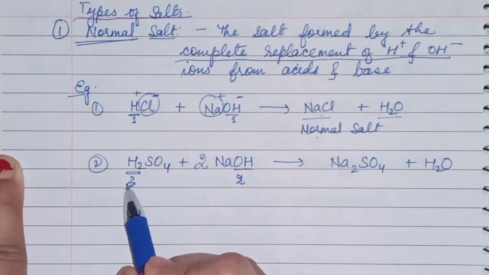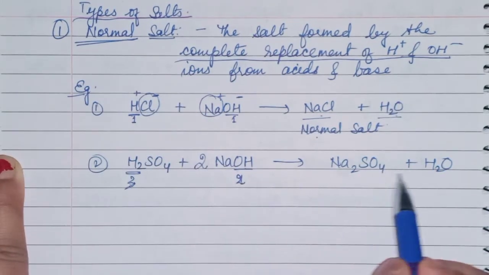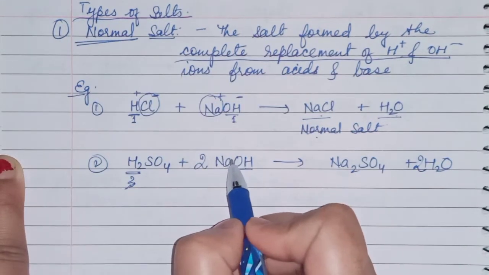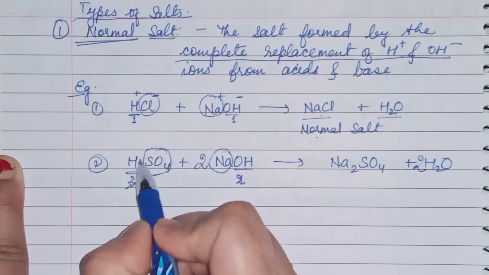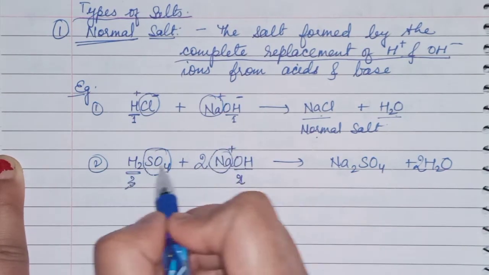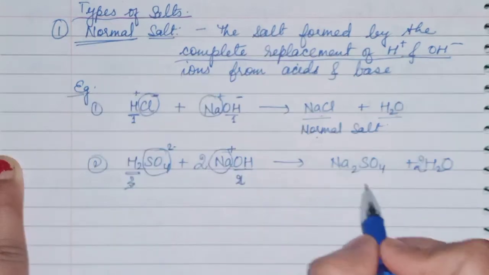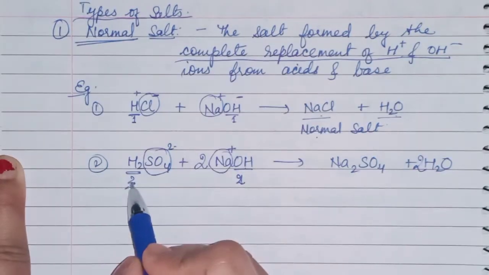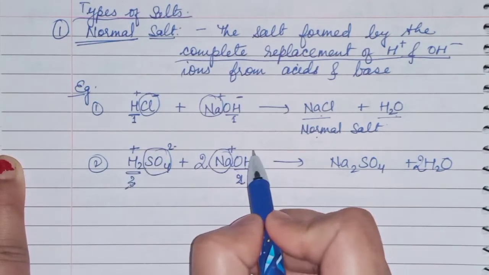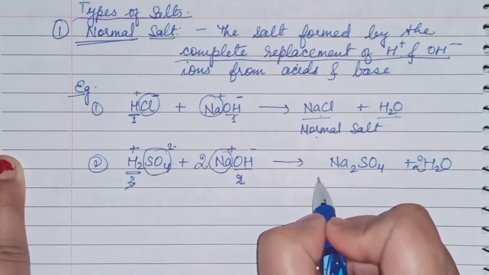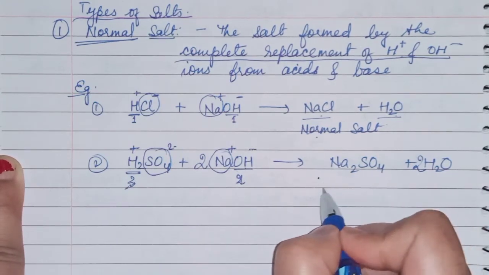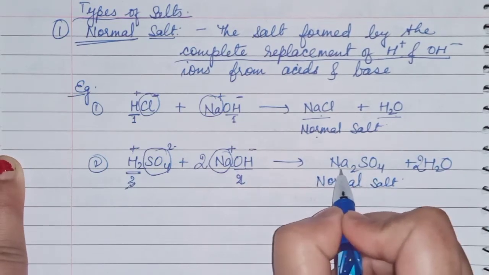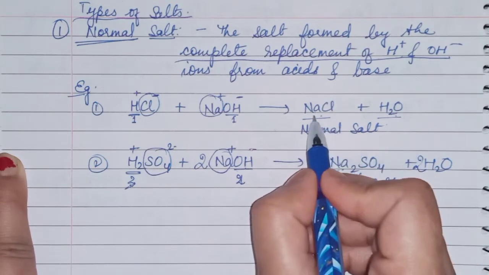So 2 H plus and 2 OH minus will give here 2 molecules of water, and what is left here? Na and SO4. Na is plus and SO4 is 2 minus. So the salt formed is Na2SO4. And how is it formed? By complete replacement of H plus and OH minus ions. So this is sodium sulfate, which is a normal salt. The name of the salt is sodium sulfate. Here it is sodium chloride.